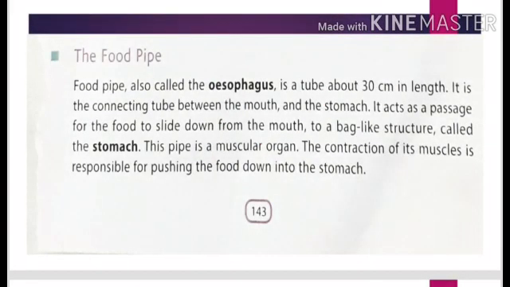Now I'm taking the next part of our digestive system, that is the food pipe. Food pipe is also known as oesophagus. This is a tube-like structure purely made up of muscles and it is 30 centimeter in length.